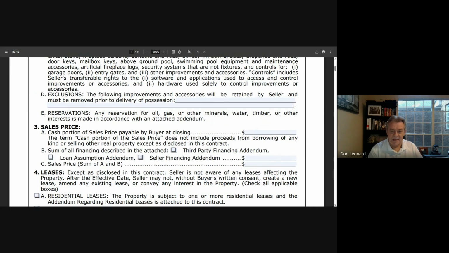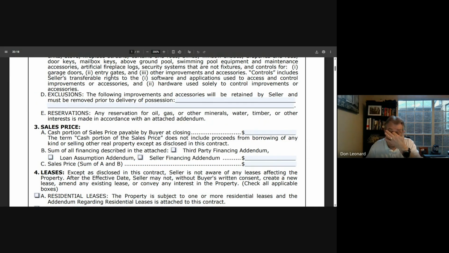Section 3, sales price. The first part of that, a cash portion of the sales price payable by the buyer at closing. We know that is the down payment. So whatever the down payment's going to be that the buyer plans on putting, that's what we're going to put in there. And then they added some language underneath where it says the term cash portion of the sales price does not include proceeds from borrowing of any kind.